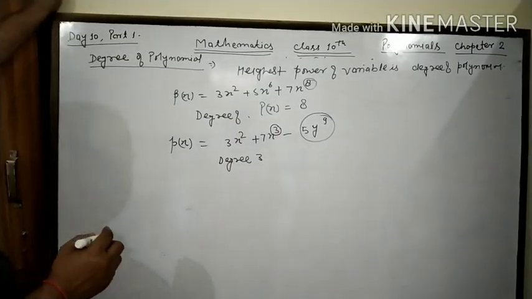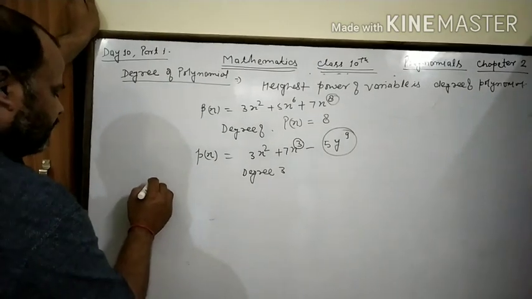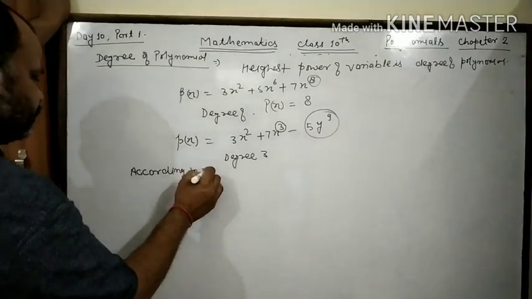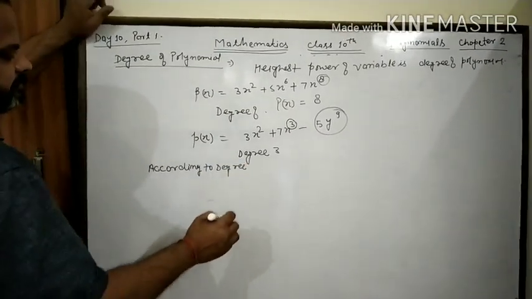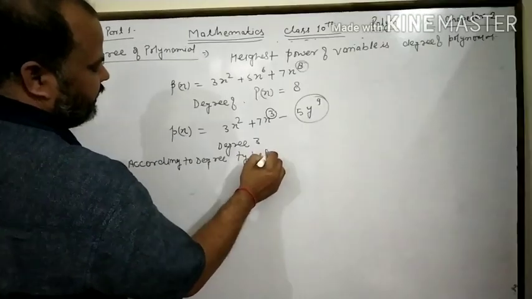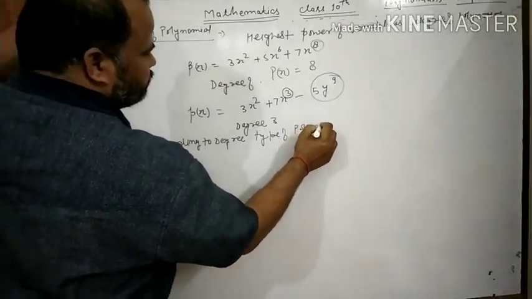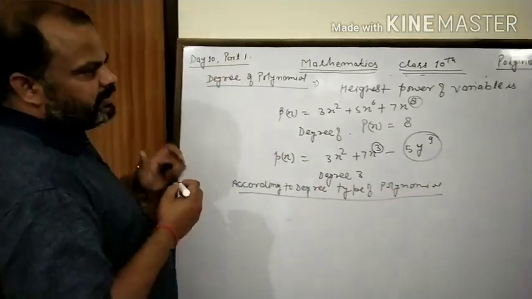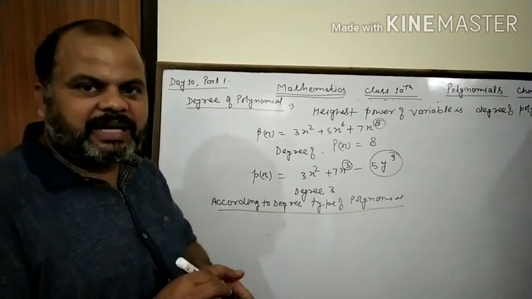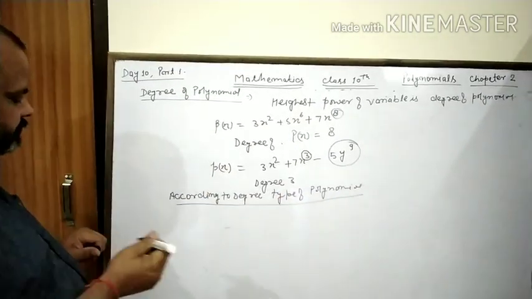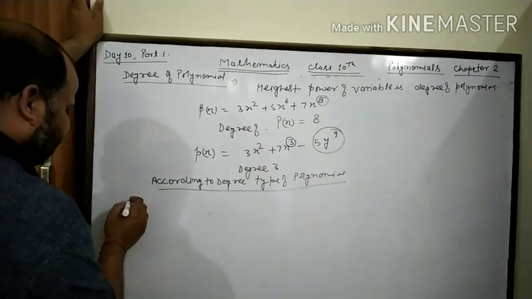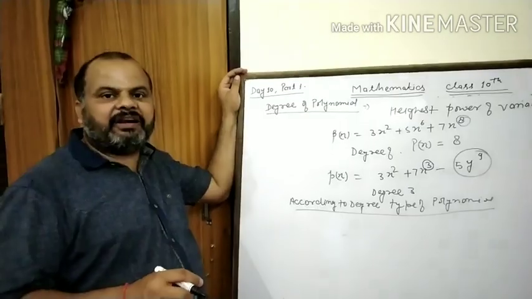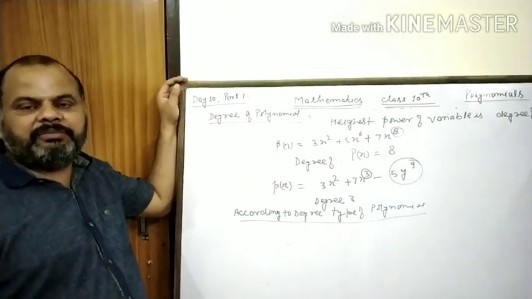Then after, on the basis of the degree, we can classify the polynomial, types of polynomial according to degree. I think no one has any doubt in degree. The highest power of the given variable is called the degree. Clear? Suppose in any polynomial the power of the variable is not given, it means the power of the variable is 0.